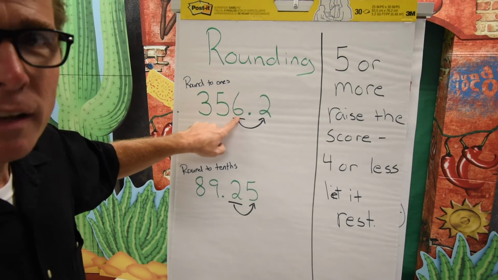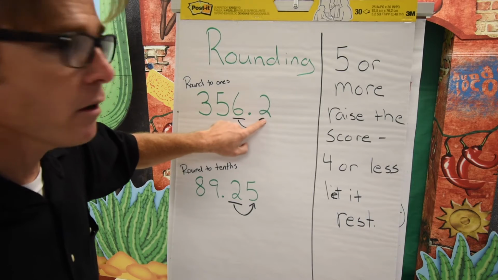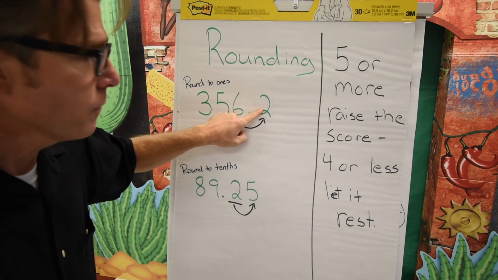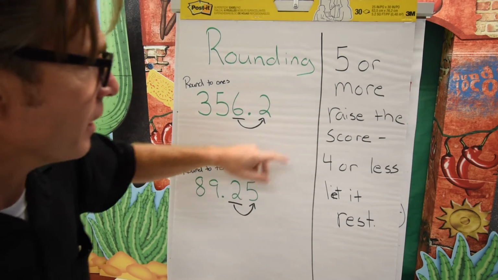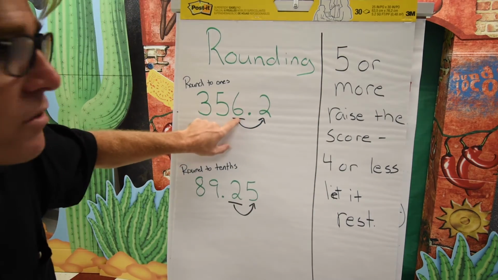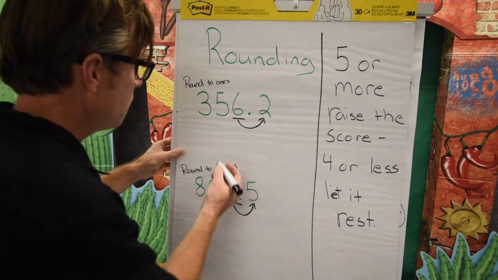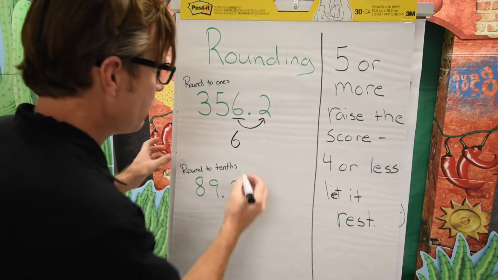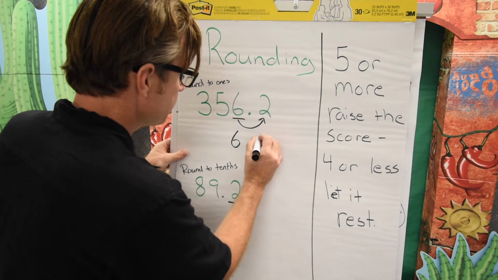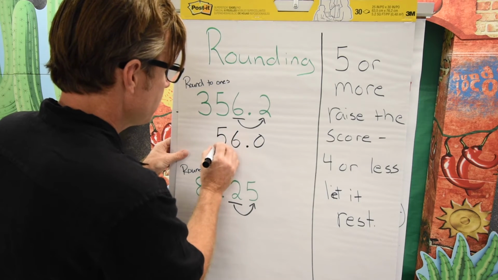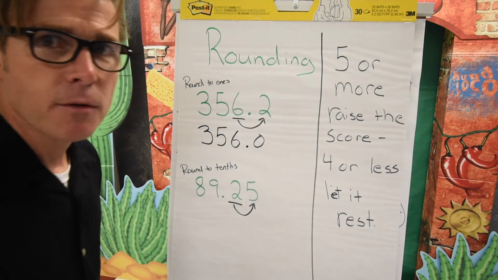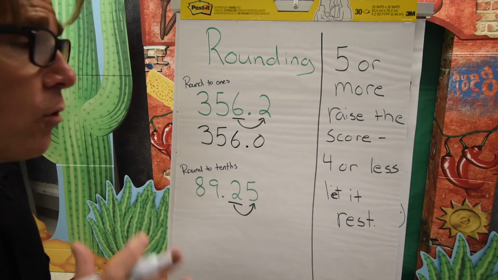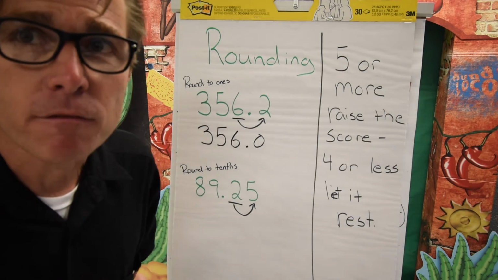Round to the ones, we've underlined the 6 in the ones place. We've drawn an arrow one place to the right. 2 is less than 4. And per the saying, 4 or less, let it rest, so the 6 will stay the same. Everything to the right of the 6 becomes 0, and everything to the left stays the same. So 356 and 2/10 rounded to the ones place is 356.